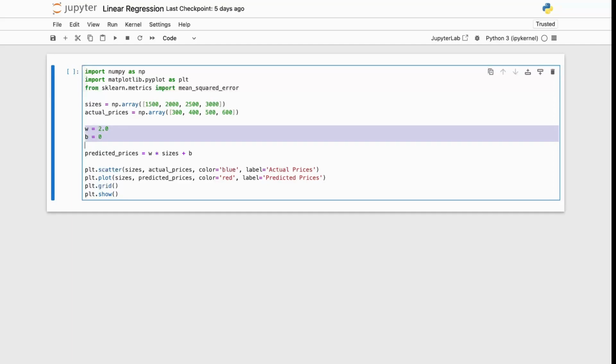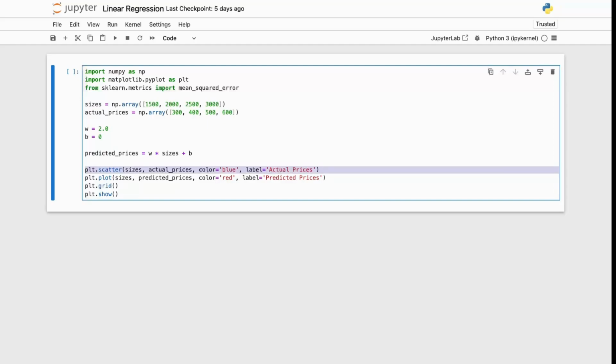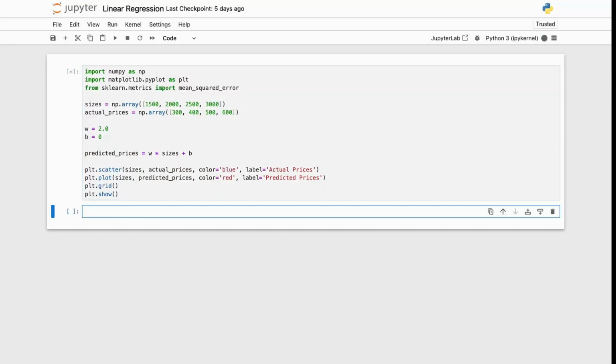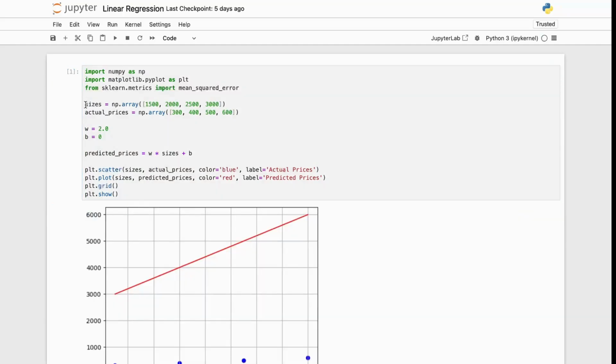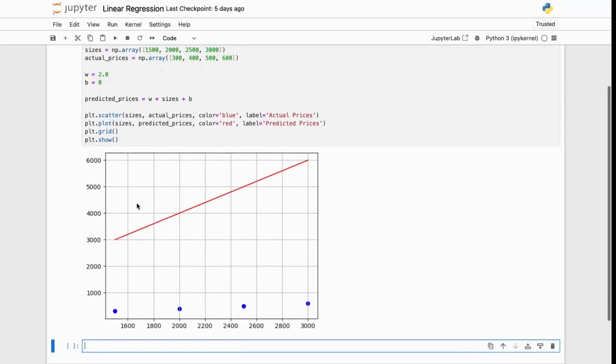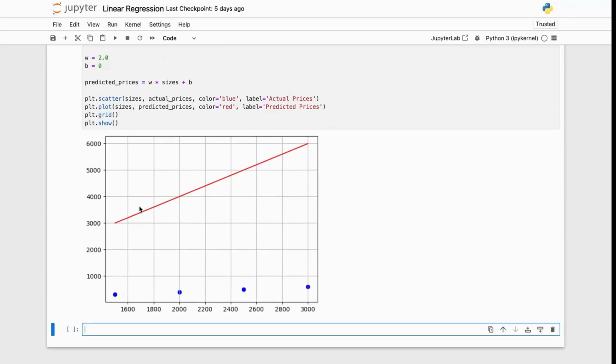Now it's time to visualize the data. We first plot the actual home prices on the graph using plt.scatter, where the sizes are on the x-axis and the actual prices on the y-axis. We'll represent the actual prices as blue points, labeled accordingly. Next, we plot the predicted prices on the same graph. To make it easier to understand, we'll add grid lines using plt.grid for clarity and then display the graph. This visual representation will help us compare how well our model's predictions align with the actual prices.